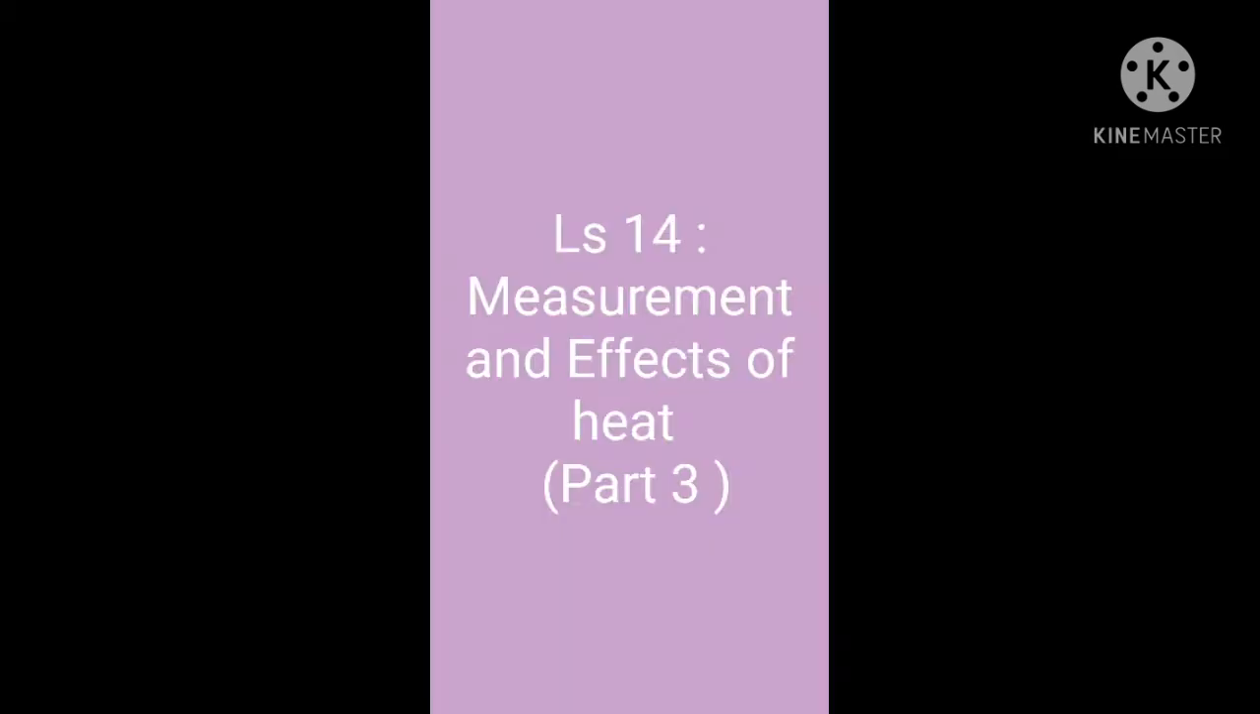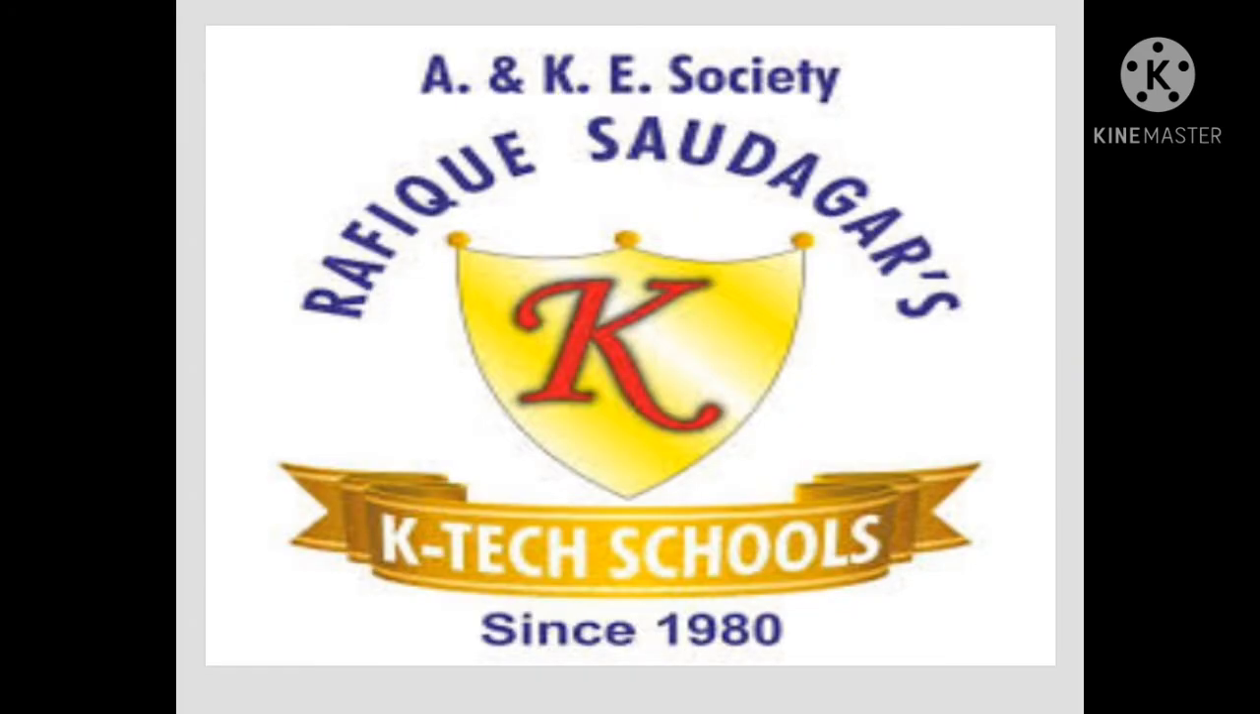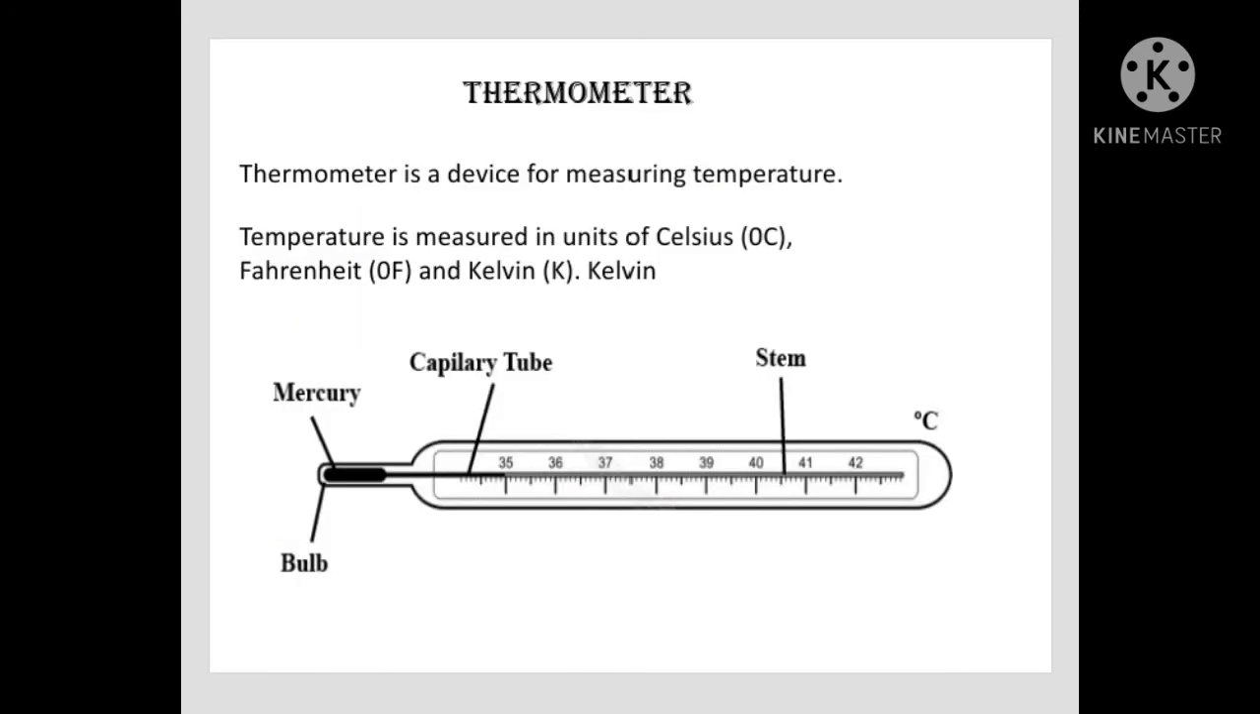Today, we will be continuing our lesson number 14, Measurement and Effects of Heat, part 3. So, students, in the last session, our conclusion was the temperature measuring device, that was the thermometer. A thermometer is a device which can measure the temperature of an object. A thermometer can say the object's temperature is 0 degree, 5 degree, 50 degree or 500 degree and many more. So a thermometer is a device which is used from small clinics to large industries.